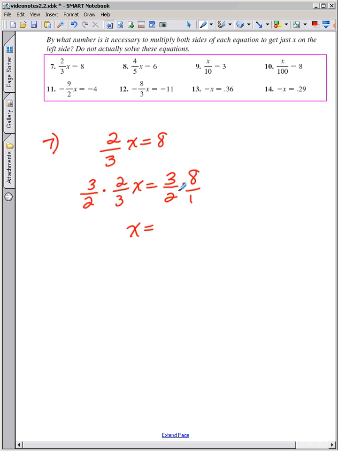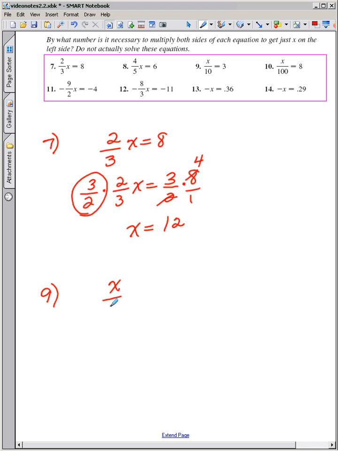This is 24/2, or do you remember you could also do 2 into 8 is 4. 3 times 4 is 12. So we actually solved the equation. We found 12 is the answer because we multiplied both sides of that equation by the 3/2, or the reciprocal of the 2/3.